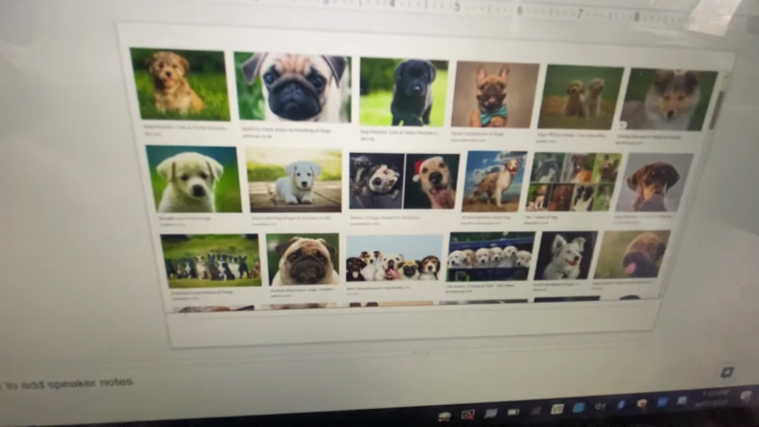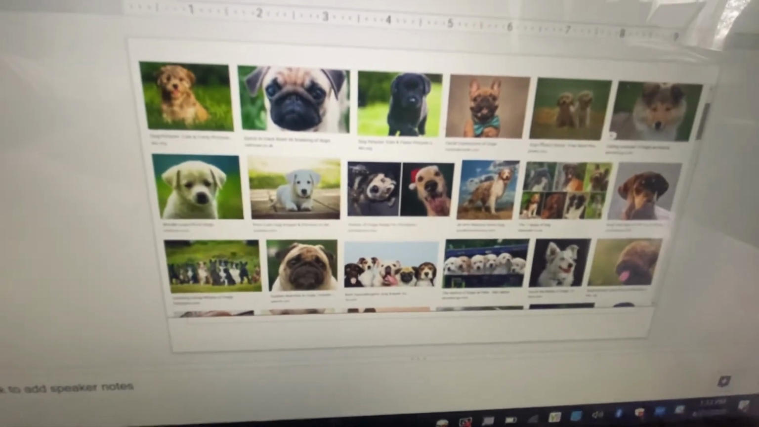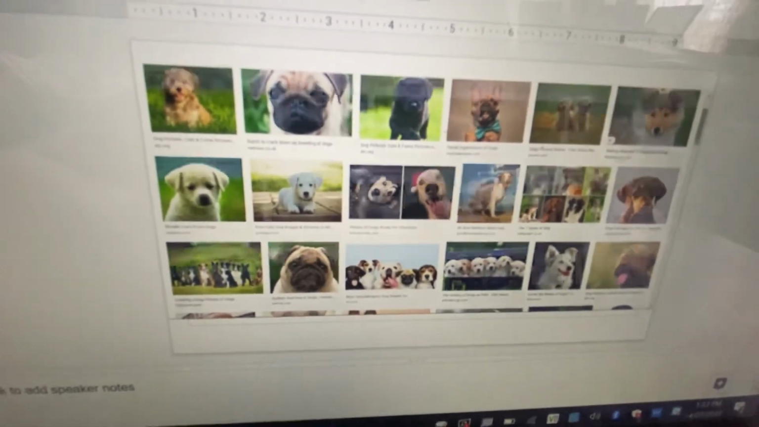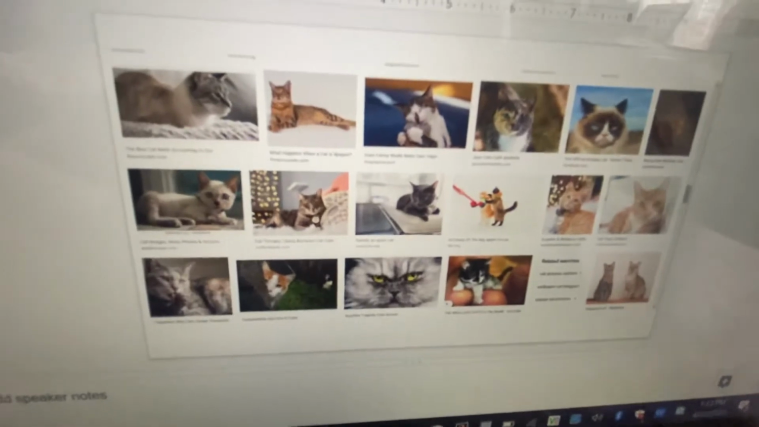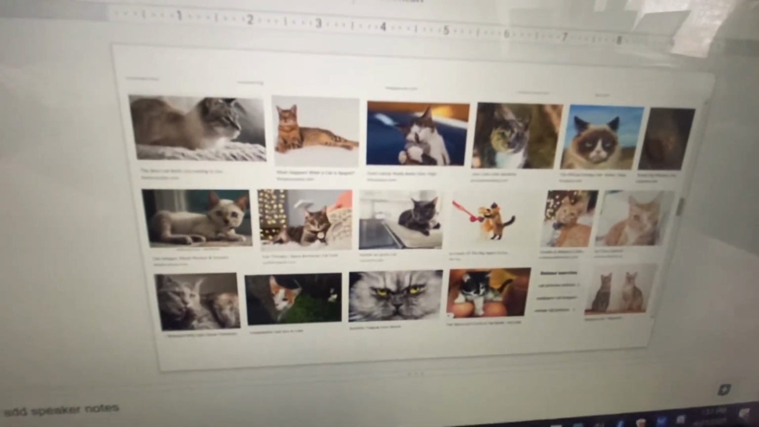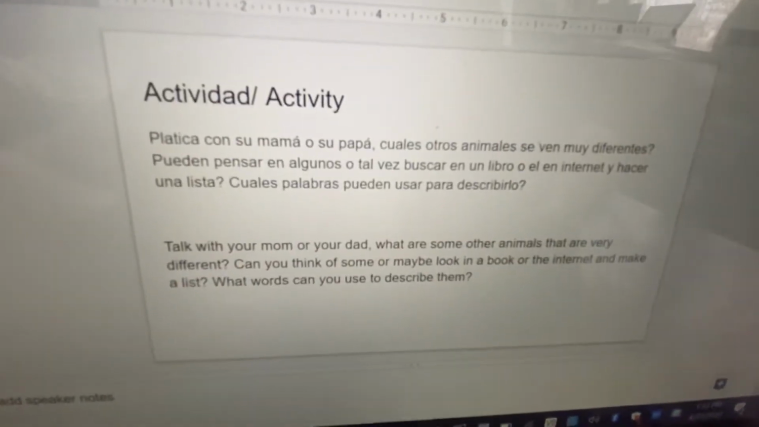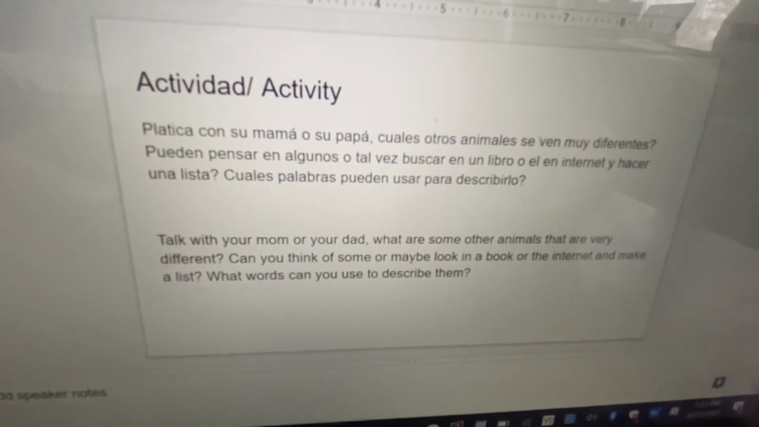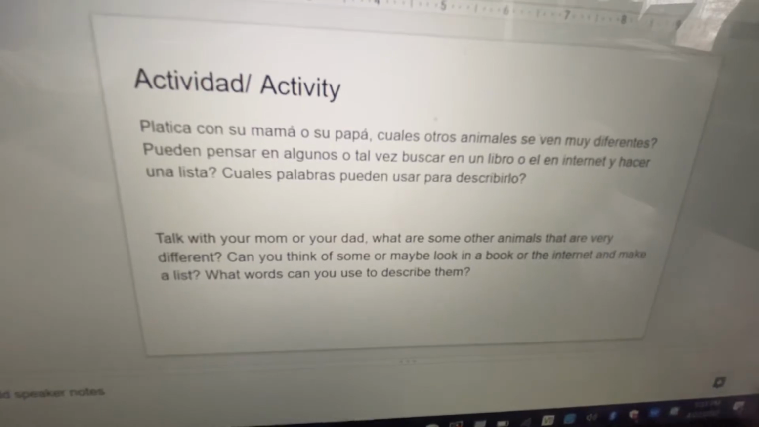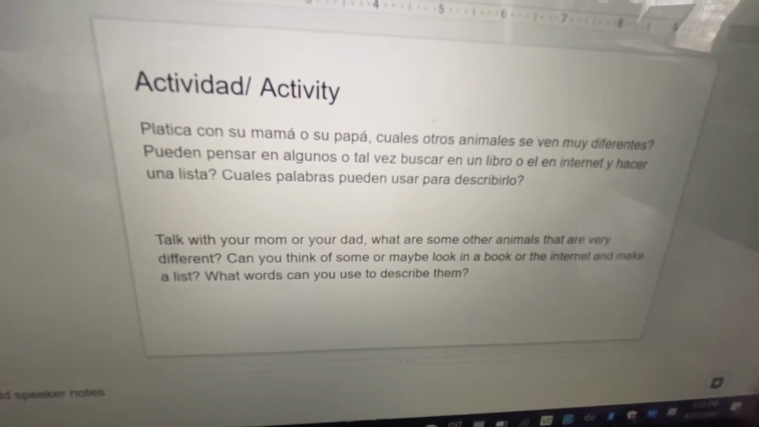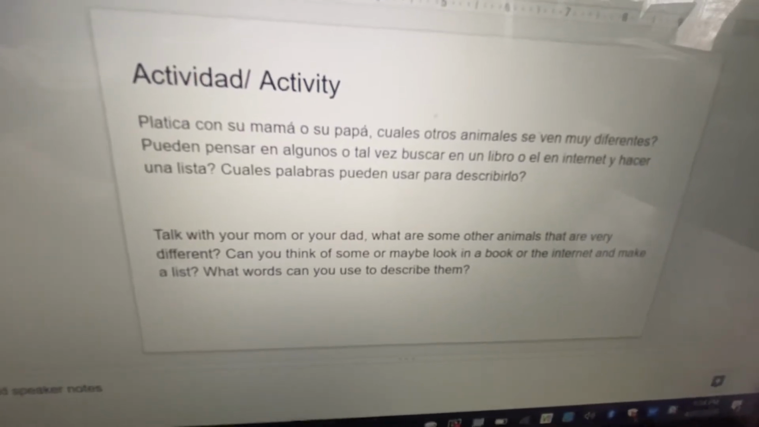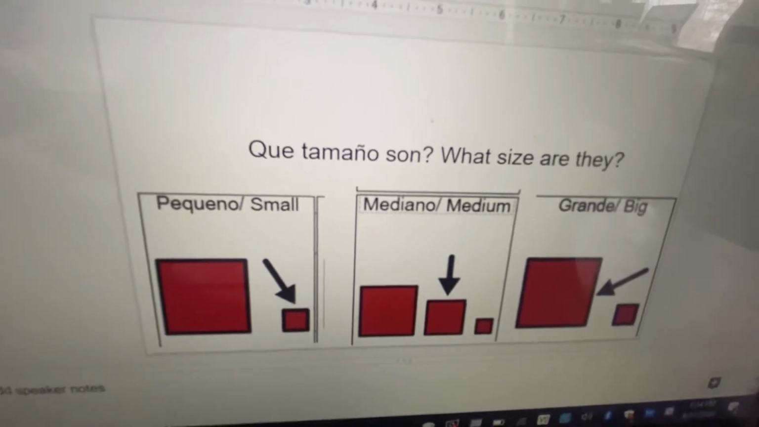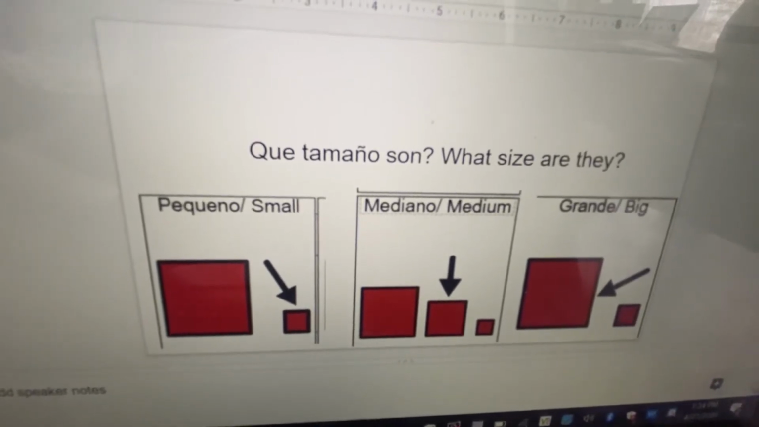Well, here we talked about dogs. Those are all dogs, right? But they look very, very different. Same thing with cats. Those are all cats, but they look very, very different. So that was the same thing we found out about caterpillars, right? They look very different than butterflies. So your activity then was to think of some other animals that look different or the same, and you can describe them.